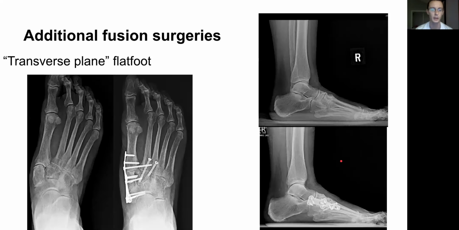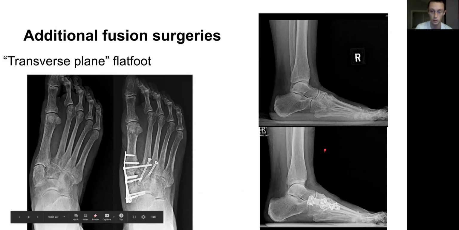Then there's a couple other deformities. One of these is called a transverse plane flat foot, where there's no real deformity in the back part of the foot. If you look at those pre-op images, they're totally lined up okay. But when you look at that foot from the top down, you can see that whole thing is swung off into right field there, and it's horribly arthritic through there.